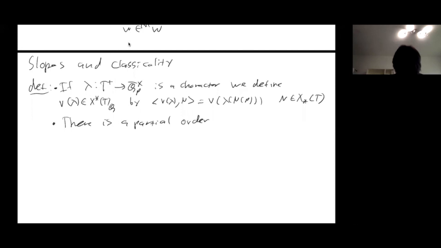Sorry. Anyways, there's a partial order less than or equal to on this group of rational co-characters, which is just the usual thing. So say nu is bigger than or equal to 0 if nu can be written as a positive rational linear combination of simple roots.